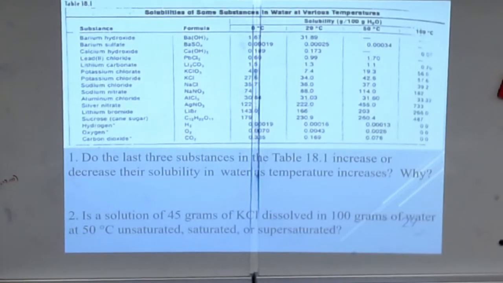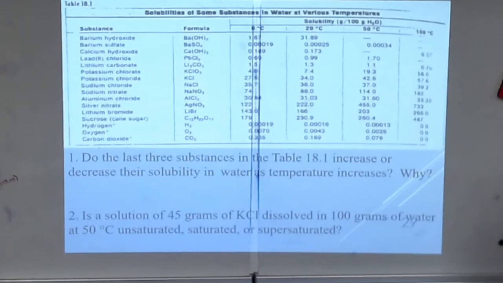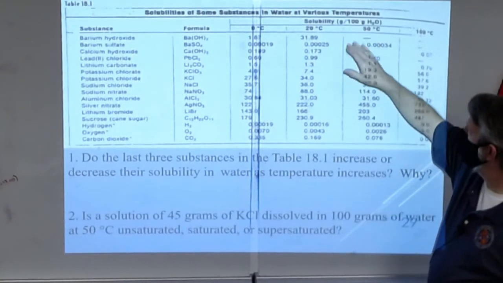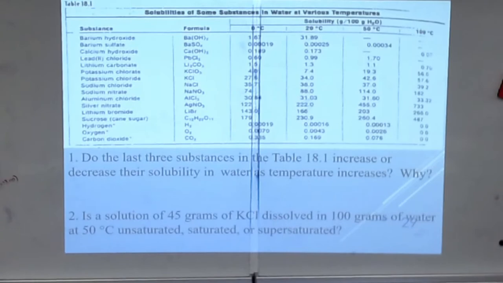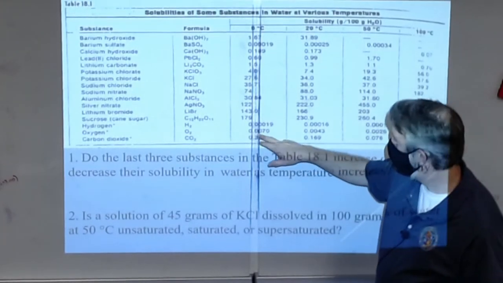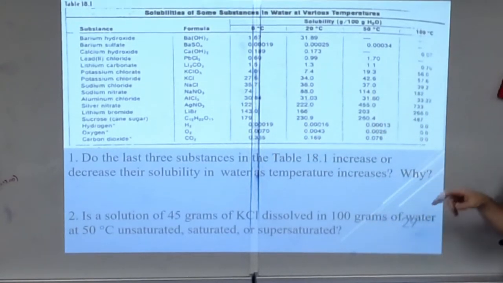As the temperature increases, so this is a table talking about 100 grams of water. How many grams of whatever substance I care about, the solute, how many grams of that will dissolve in 100 grams of water? That's what this table is. So this is grams of some substance per 100 grams of water. What do I notice about the last three substances as I increase the temperature? What happens to solubility? Does everybody see that? At 0 degrees, I have a solubility of 0.00019, and as it gets warmer, that goes down.